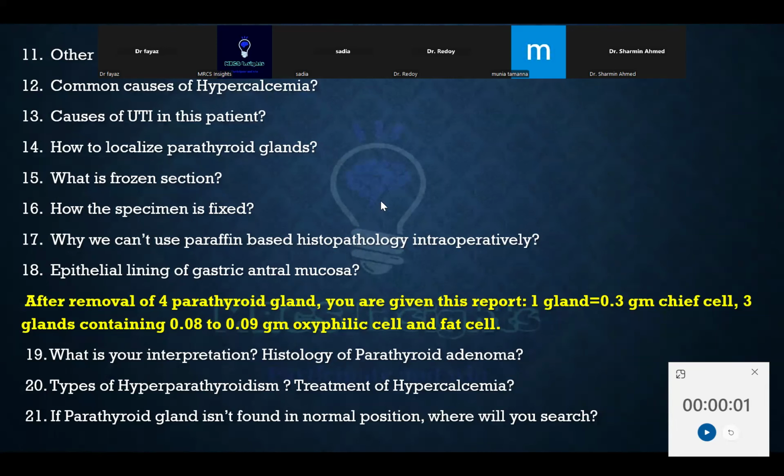Okay. So how is the specimen fixed? The specimen is initially placed in a metallic disc and frozen at -20 to -30 degrees. Okay. After that, it is embedded in alcohol.